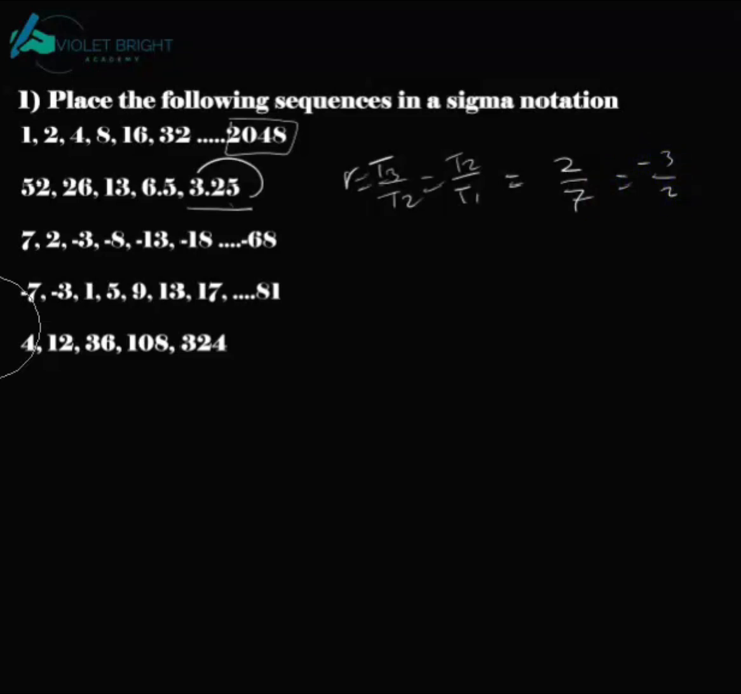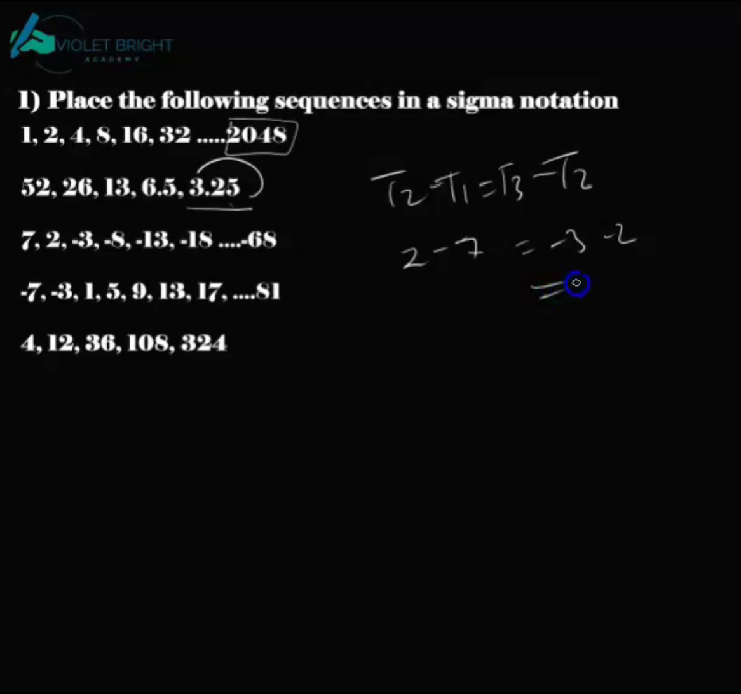No, this is the arithmetic sequence. So it's T2 minus T1, T3 minus T2. It's 5 minus 7 equals minus 3 minus 2. It's negative 5, negative 5, the constant difference. So let's try finding the sequence. Oh, sorry, not the sequence, the general formula. Sorry.